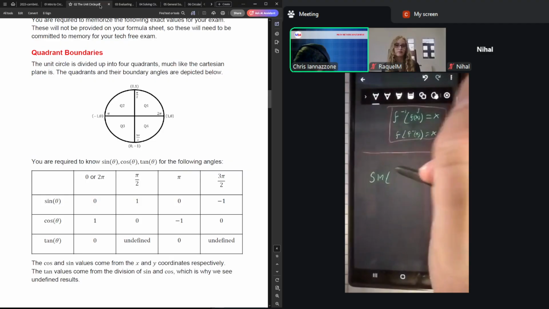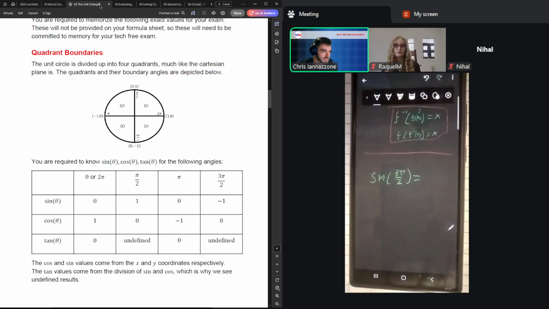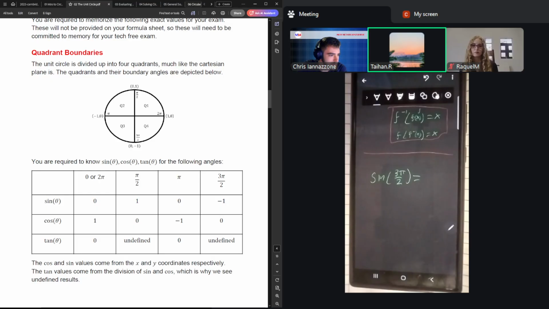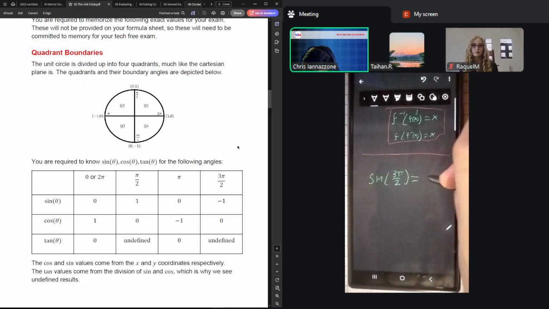Sine of 3 pi on 2. Based on the table and the picture that we have there, what is sine of 3 pi over 2 going to be equal to? -1. -1 is correct. How do you know that? Check the table. Check the table? Cool. Yeah, you saw sine, you saw 3 pi over 2, and the value, -1. Nice.